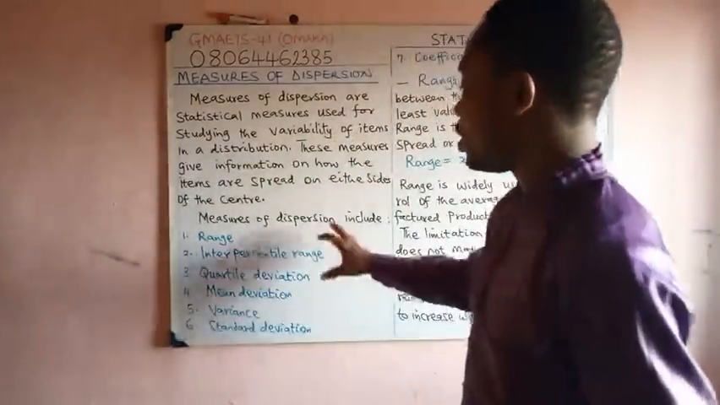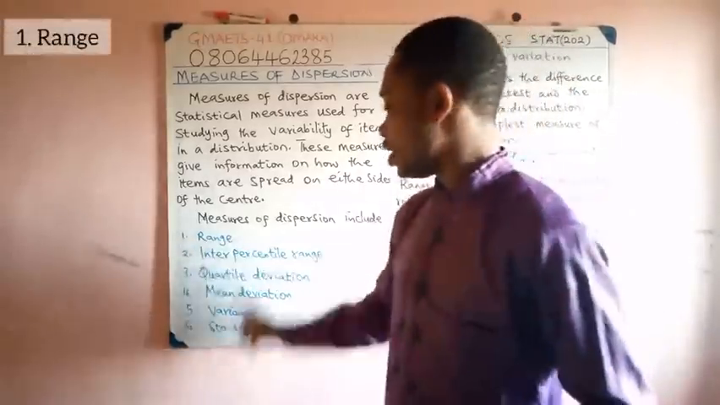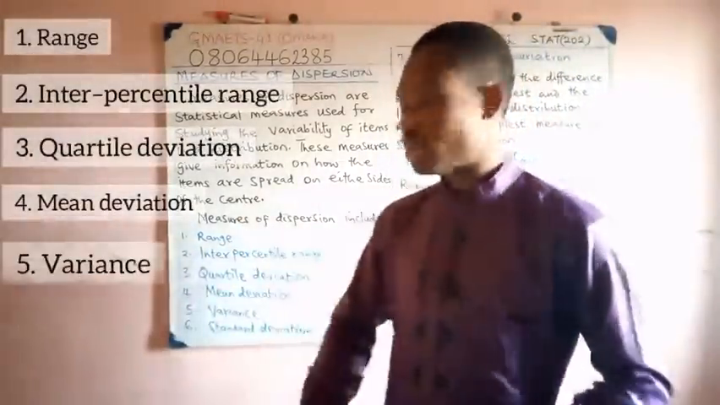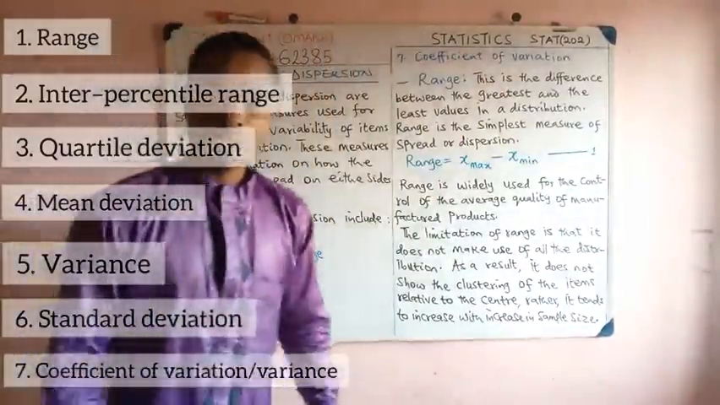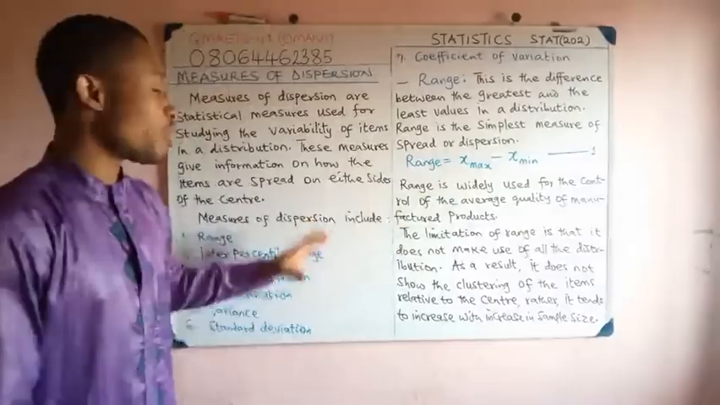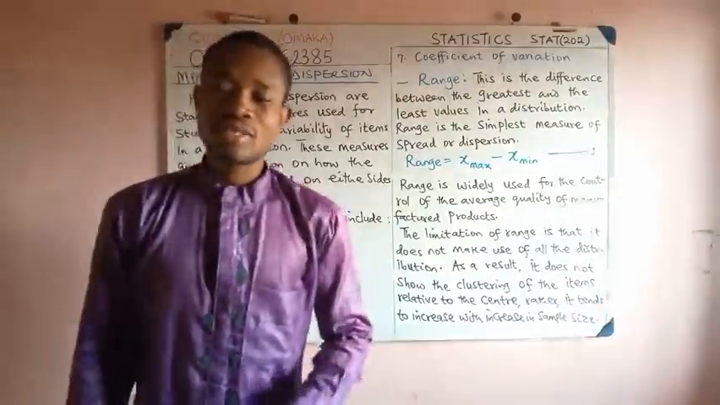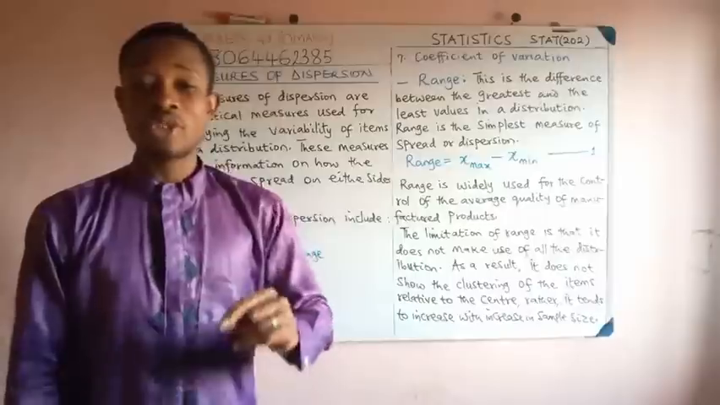When talking about measures of dispersion, we have the following of them: the range, the interpercentile range, the quartile deviation, the mean deviation, variance, standard deviation, and coefficient of variation. So we're going to study these measures of dispersion one after the other. We start first by talking about the range. And the range is the simplest measure of spread. It's the simplest measure of dispersion.